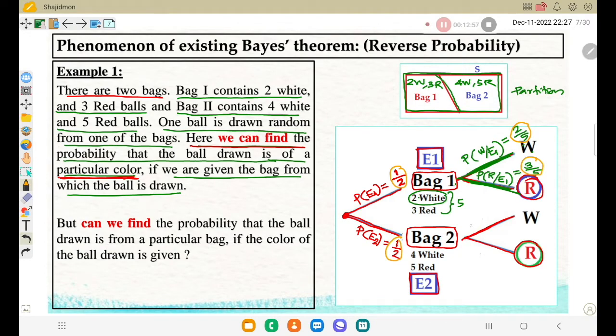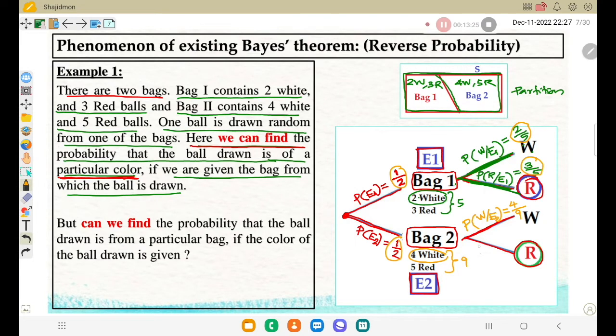Now same way, if you want to calculate the probability of selecting a white ball from bag number 2, correct? Bag number 2, or we can represent it as E2, correct? How are we calculating that one? Probability of selecting a white ball from bag number 2. How many white balls are in bag number 2? That is 4. Divided by how many total balls in bag number 2? That is 9 balls. So 4 divided by 9, correct?